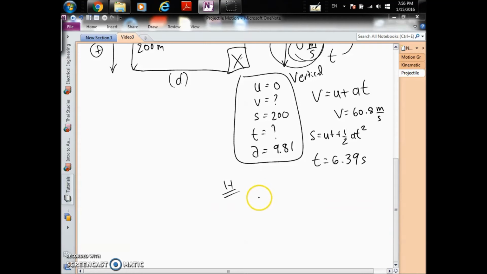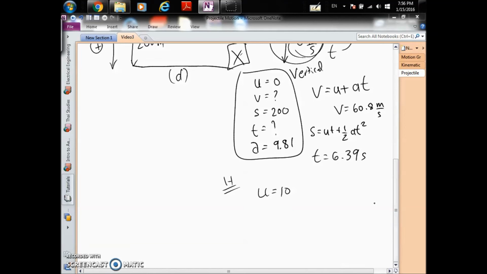Okay, so the horizontal equation will basically have u equals 10 because the horizontal velocity was 10. v will be 10 as well because there's no air friction. t is 6.39. s is unknown, and a is equal to 0. Okay, so simply use the same equation, and we can find that s equals 63.9 meters. And there you guys have it, 63.9 meters.